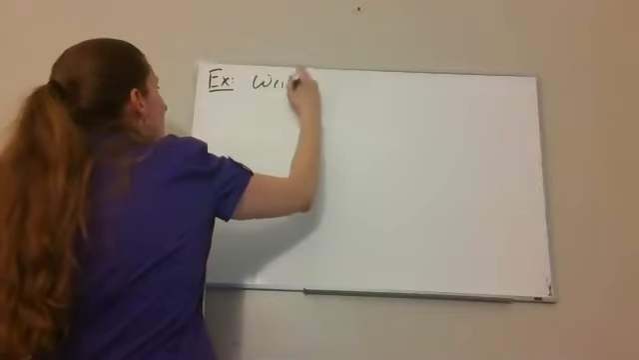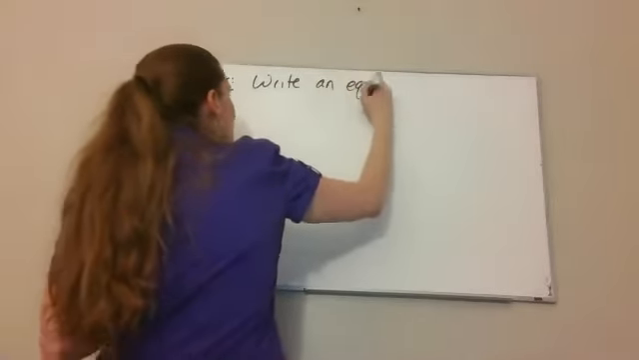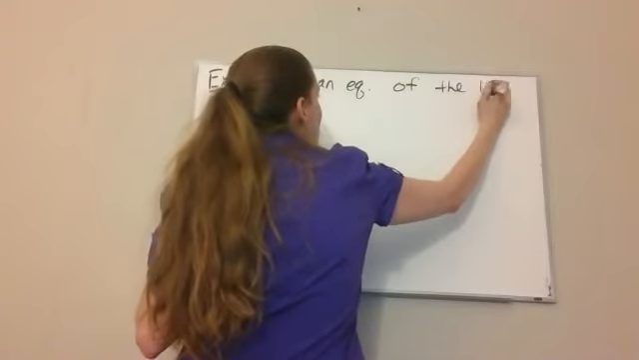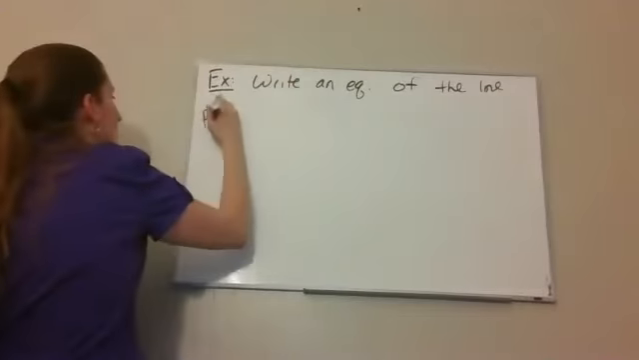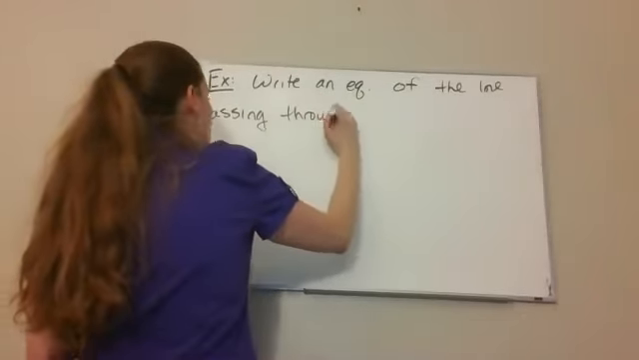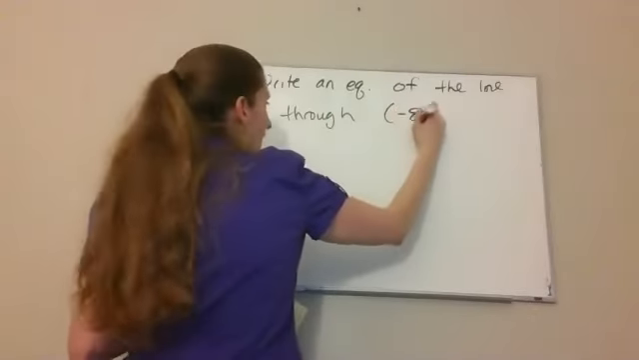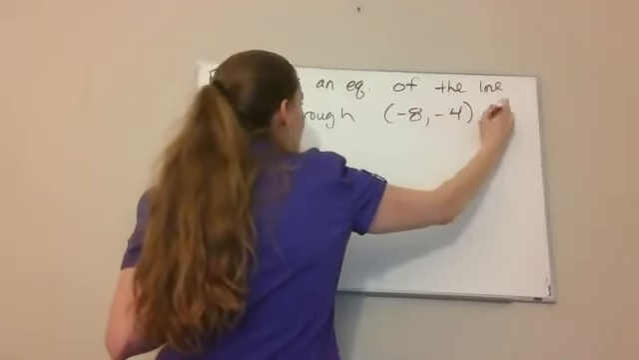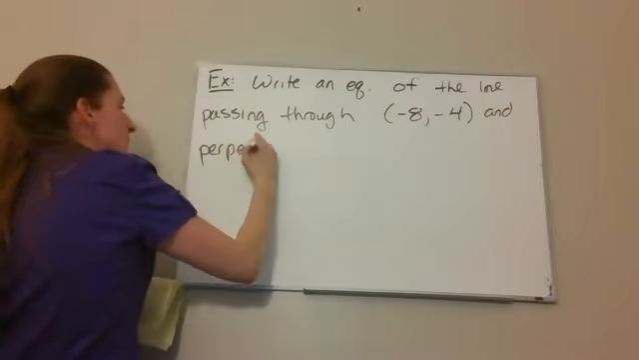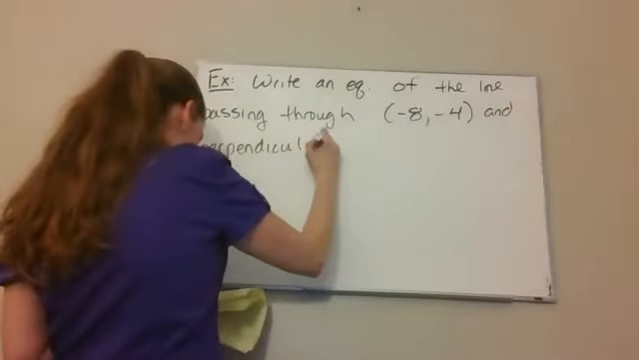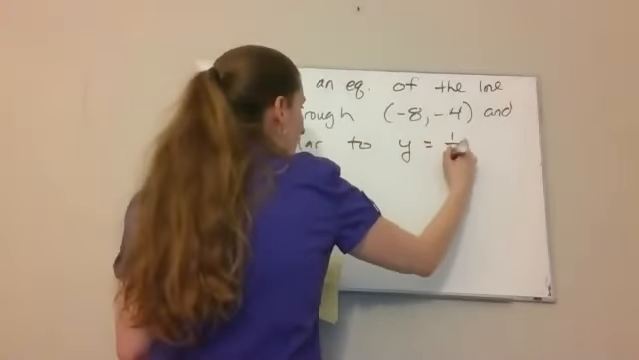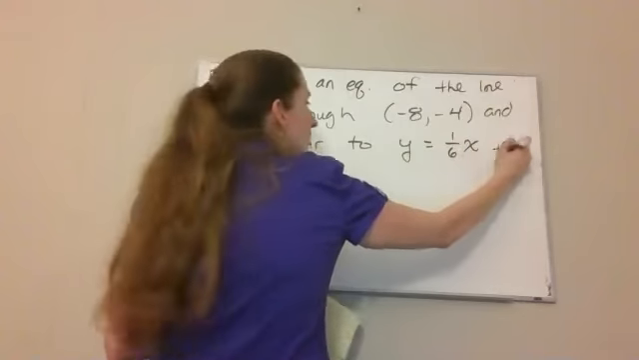So let's write an equation of the line passing through the point (-8, -4) and perpendicular to y equals 1/6 x plus 3.